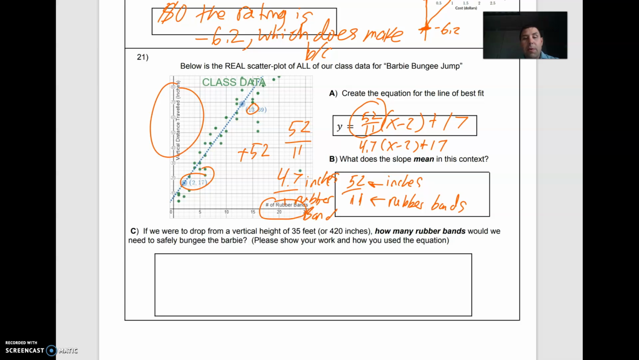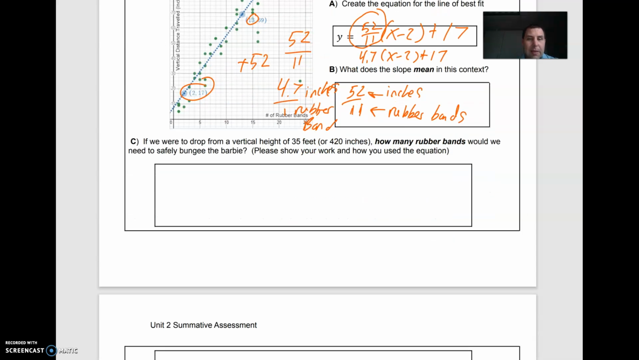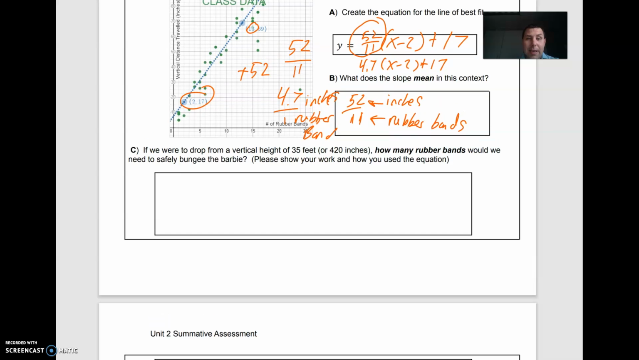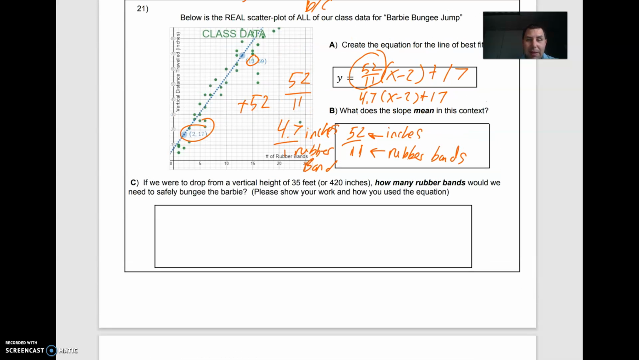So it's important for you to recognize that, because if you can't interpret the slope and just see it as numbers, you're missing out on the whole reason why we're studying this kind of function. It's to make sense of the world around us. All right, so now notice they've given you the height, or in other words, the vertical distance that needs to travel. That is the output. If that is the output, then I just need to use my equation to solve it.